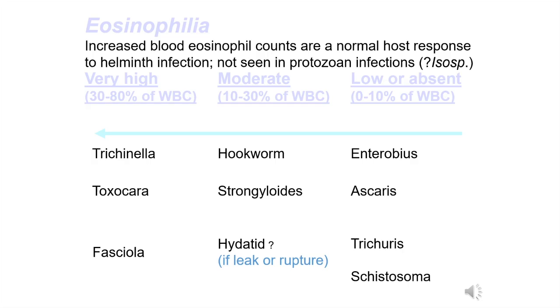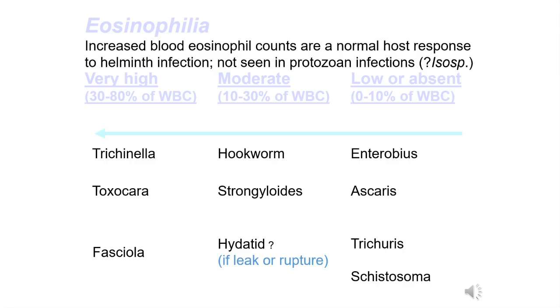Eosinophilia. I've been mentioning eosinophilia in my talks so far, and it is an interesting finding with parasites. If we start at the right-hand side of the slide here, we have low or absent eosinophilia, that is less than 10%. It occurs with Enterobius, the pinworm, Ascaris, the roundworm, and Trichuris, the whipworm. They all occur within the lumen, so they are not in direct contact with the immune system. Schistosoma also produces mild eosinophilia.